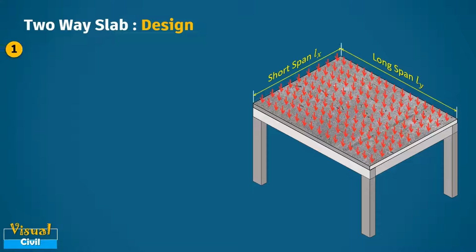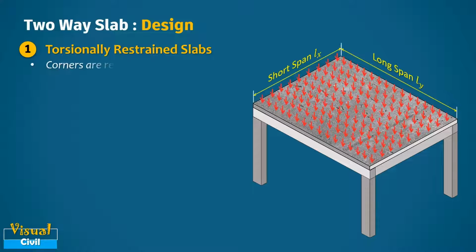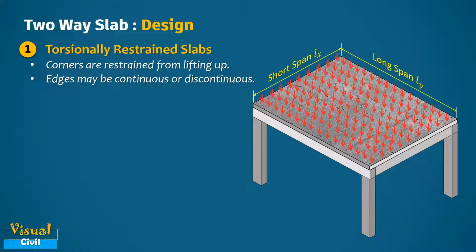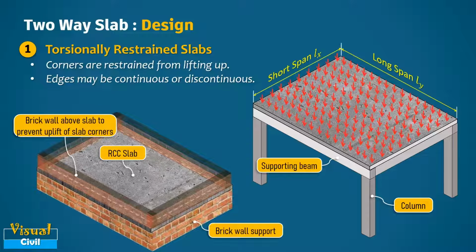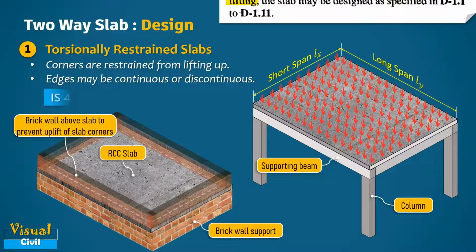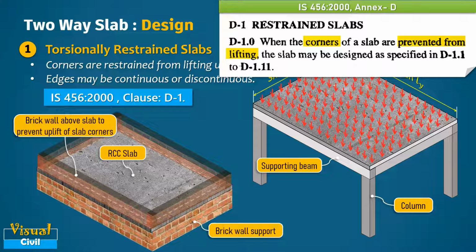First type is torsionally restrained slab. In this type of slab, corners are restrained from lifting up and edges may be continuous or discontinuous. The slab supported by beam column system will come in this category. The slab supported by brickwork, and uplifting of slab corners is restrained by wall over the slab or any other system, will also come in this category. So, this torsionally restrained slab will be designed as per clause D1 of the IS code.